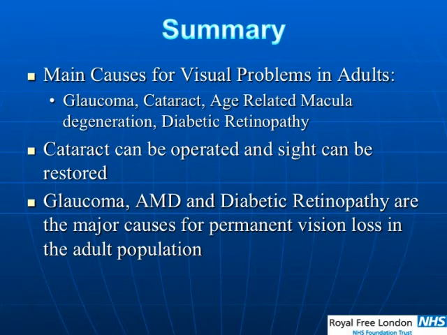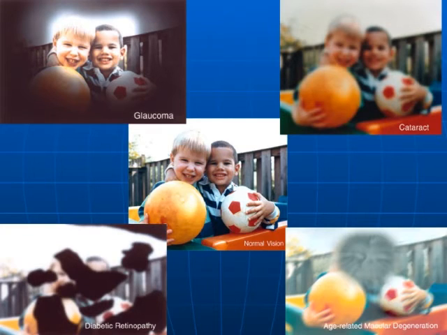Okay, I think that's a summary now of my talk tonight. Summary: the main causes for visual problems in adults are glaucoma, cataract, age-related macular degeneration, and diabetic retinopathy. Cataract can be operated and sight can be restored. That's good. But glaucoma, AMD, and diabetic retinopathy are the major causes of permanent vision loss in the adult population. But if treated early, all of those will not lead to blindness. And these are my boys here again: glaucoma, cataract with blurred vision, macular degeneration with black patches, and diabetic retinopathy. Thank you very much.